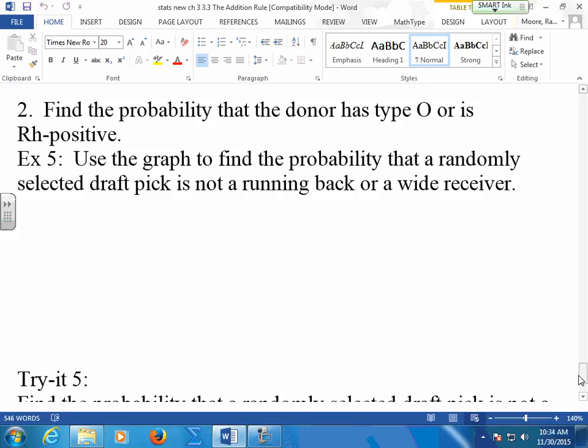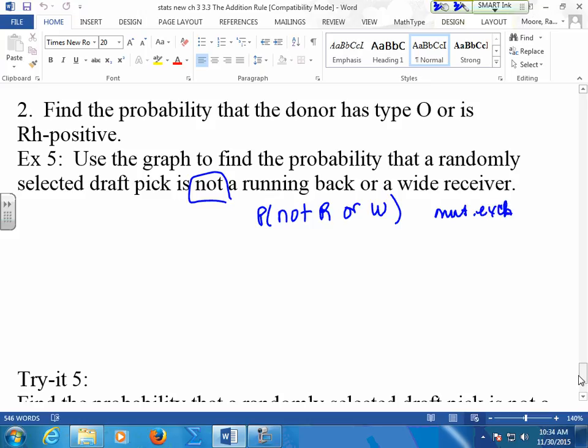So using the figure at the right, find the probability that a randomly selected pick is not a running back or not a wide receiver. Okay, is not a running back or a wide receiver. Now, if you want to sit there and count out all the other things that there are, you can do that. But the other way to do it is using the complement case. Can you be a running back and a wide receiver at the same time in the NFL? No. So these are mutually exclusive.